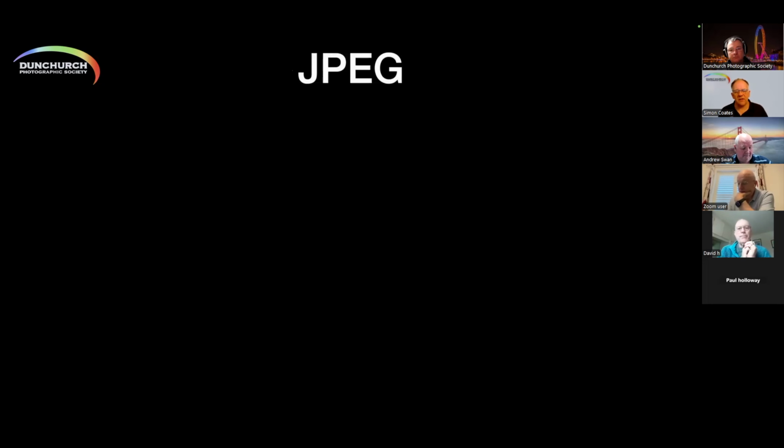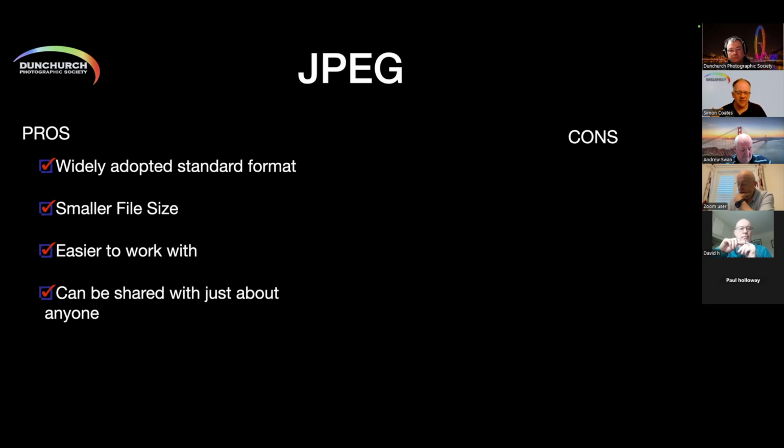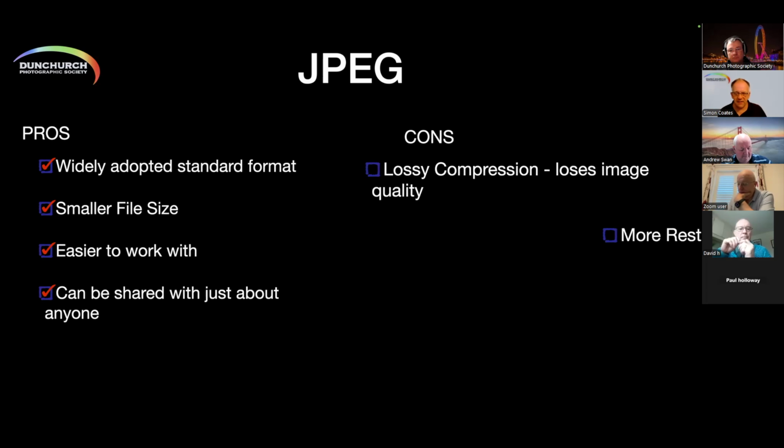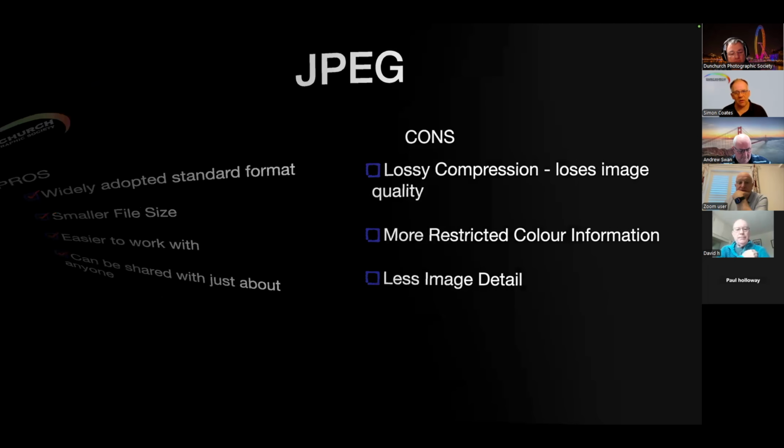So what are the advantages of using a JPEG? Well, they're widely supported. You can open them up with just about anything. They're reasonably small files, they're easy to work with, and can be shared very easily. The downside of them is that they generally use a lossy compression method, which means the reason that the files are smaller is that they have a more restrictive color space and generally have a lower image quality.